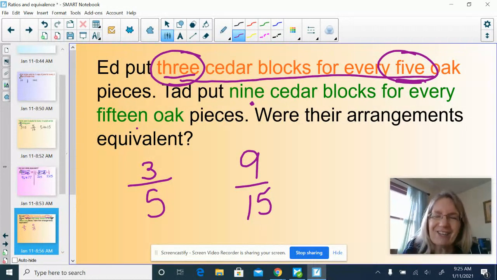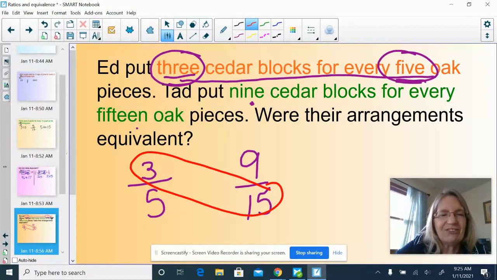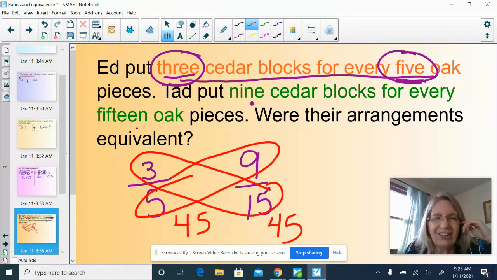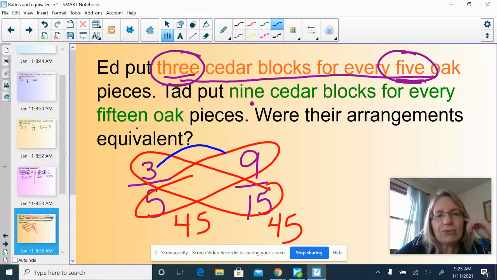And then to see if they're equivalent, just like we did before, crisscross multiply. 3 times 15 is 45. 9 times 5 is 45. So they are equivalent. Some of you are even looking at this and saying, did it proportionally multiply times 3? 3 times 3 is 9. 5 times 3 is 15. So you could have looked at that and said it was proportional or equivalent also.